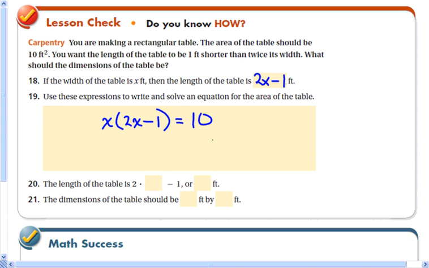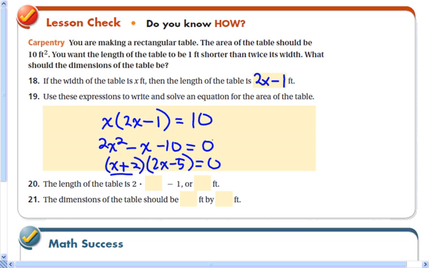If I simplify that, I get 2x squared minus 1x minus 10 equals 0 if I put it in standard form. And I can factor that. I get x plus 2 times the quantity 2x minus 5 is equal to 0. Here x would have to equal negative 2. That's not going to be a reasonable solution for this problem, so I want the solution to this part here. So 2x is equal to 5, so x is 2.5.